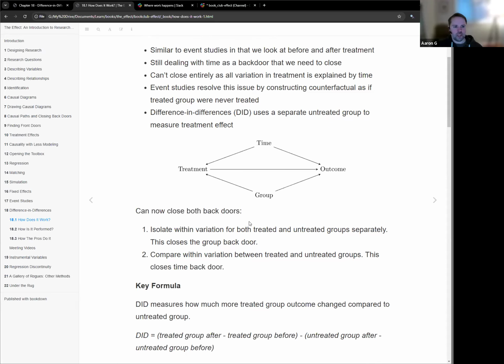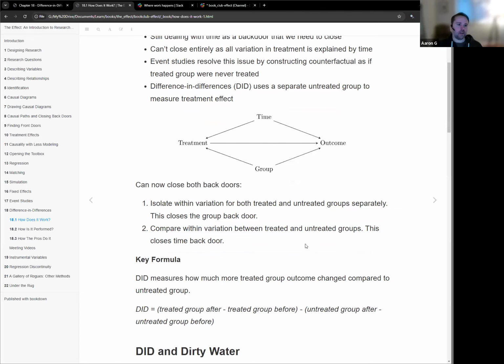And so again, we need to close these two back doors. We have time and group. And the way we close the back door for groups is we're isolating the variation between the treated and untreated groups separately. So that's a within variation. And then we are also comparing the variation between treated and untreated groups. That's the between variation. That closes the time backdoor.